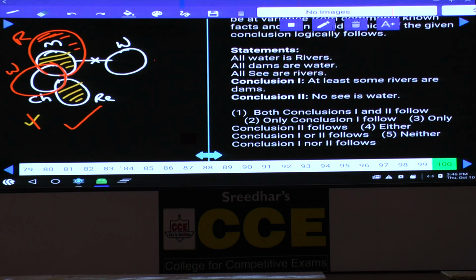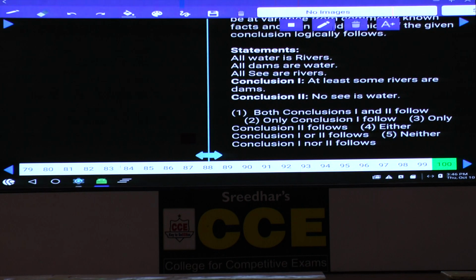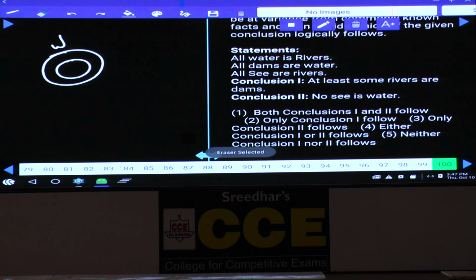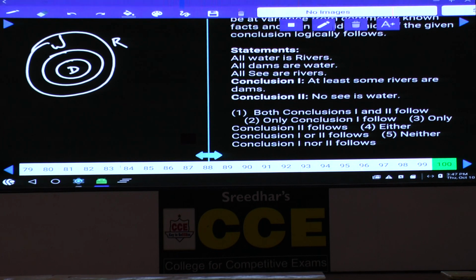Then coming to question number 100. All water are rivers. Now this entire water are rivers. All dams are water. All water are rivers. All dams are water, and all seas are rivers. All dams, all water are rivers. And at the same time, all dams are water. All water are rivers, isn't it? Next one, all seas are rivers. All seas are rivers means sea must be somewhere here.